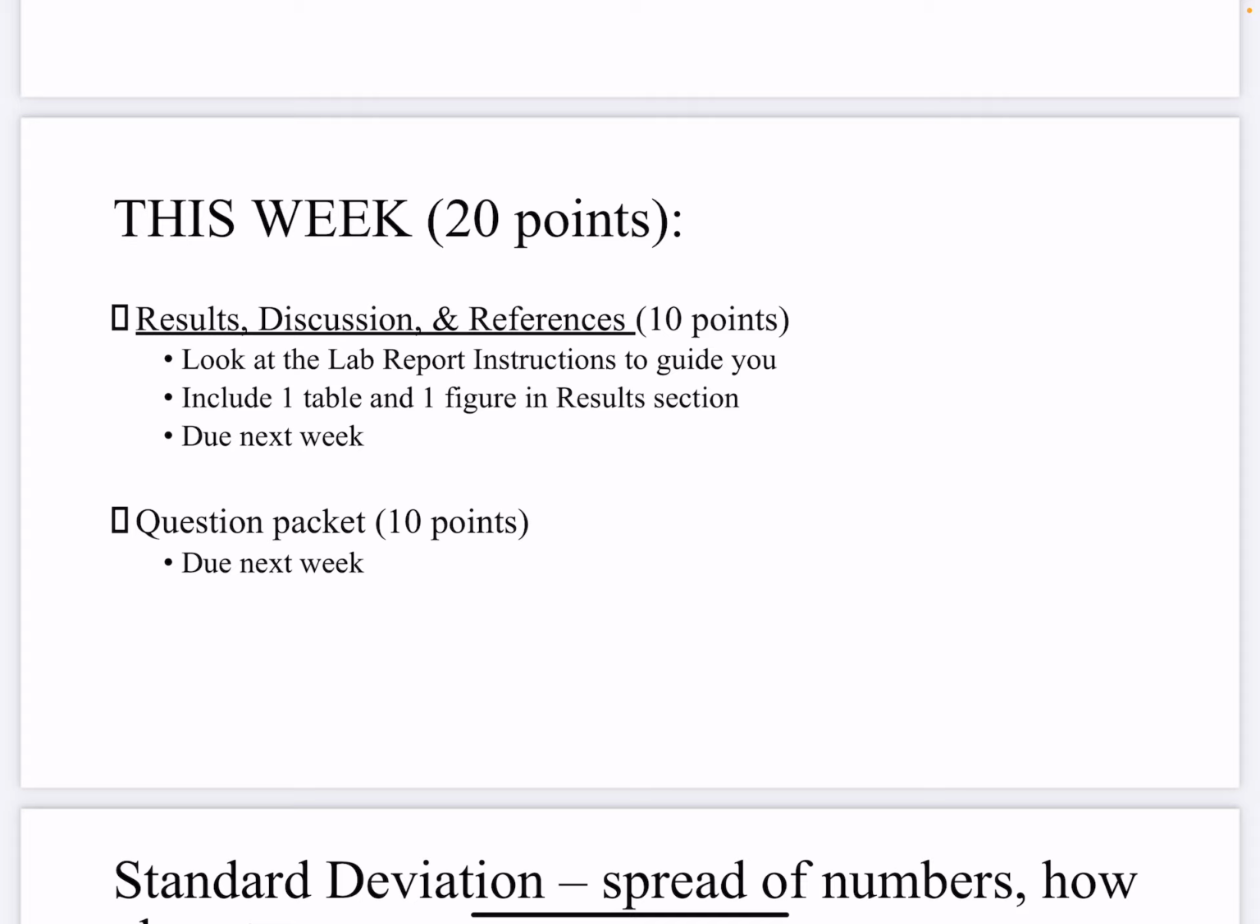And then you'll also have your regular question packet that will be due. Both are due next week. I'll say that again. Both are due next week.